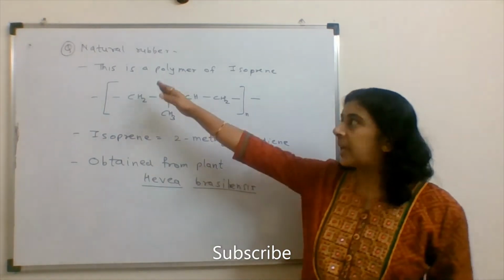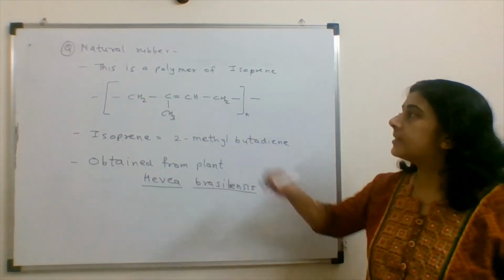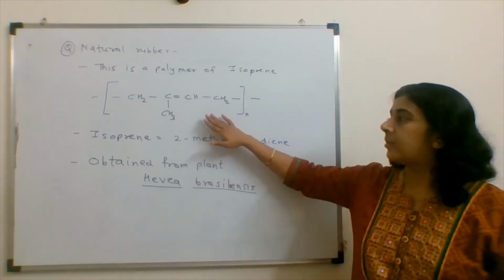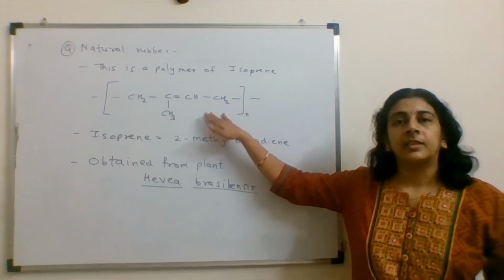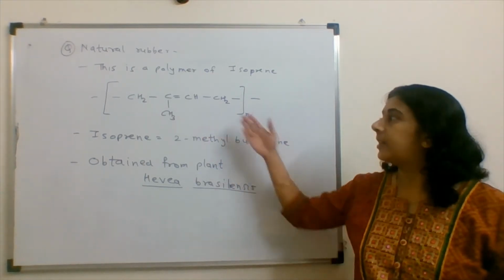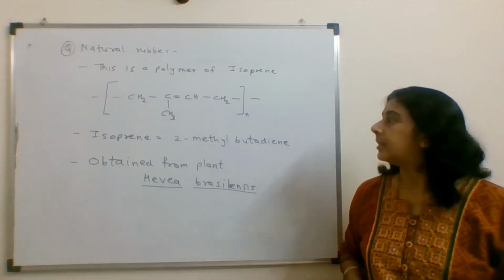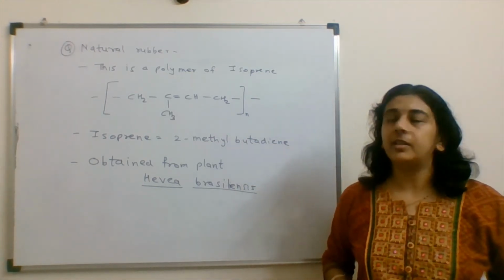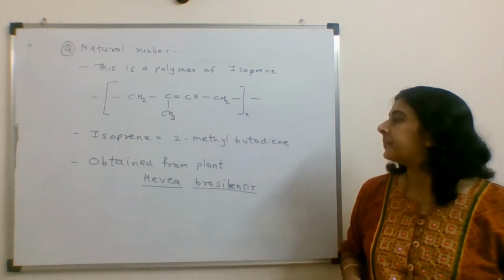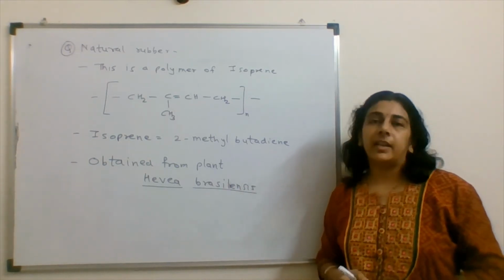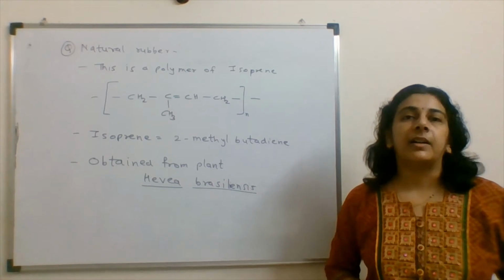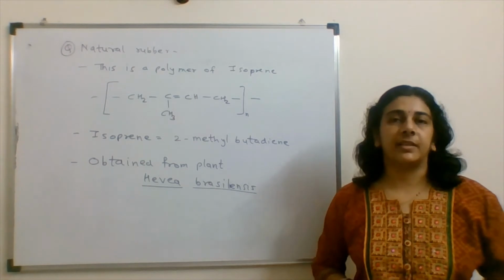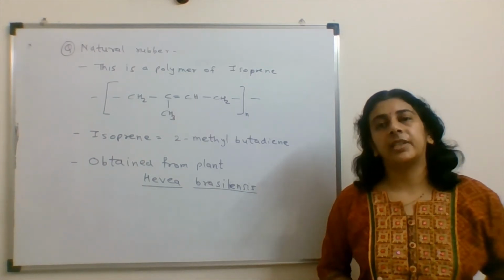Secondly, natural rubber is given. This natural rubber is a polymer of isoprene units. I have shown here the structure of the isoprene unit. This is made up of carbon and hydrogen and has double bonds in between. Such isoprene units combine with each other and form the polymer known as natural rubber. This is obtained from the plant Hevea brasiliensis. This plant is from South America, a tropical tree present there. From this plant, natural rubber can be obtained.